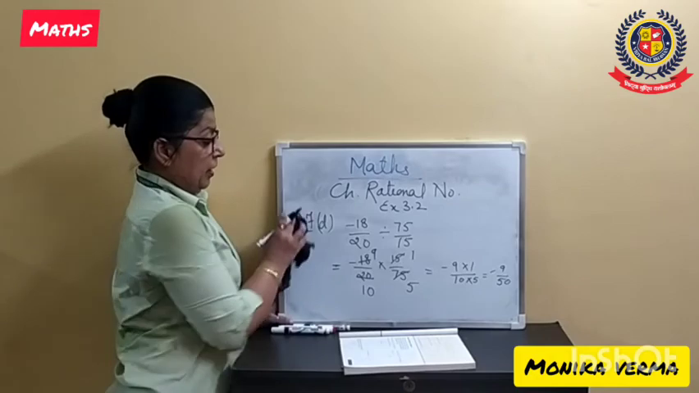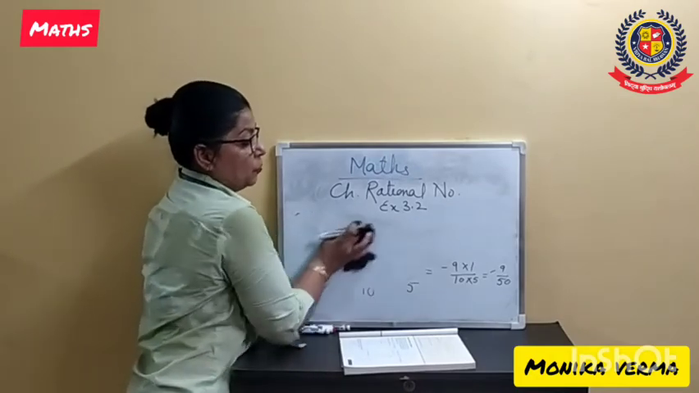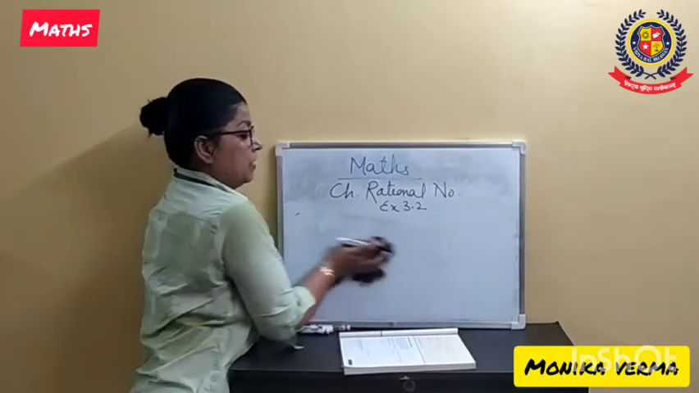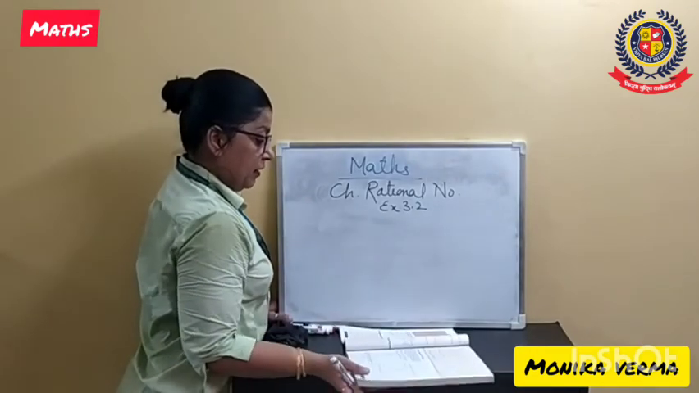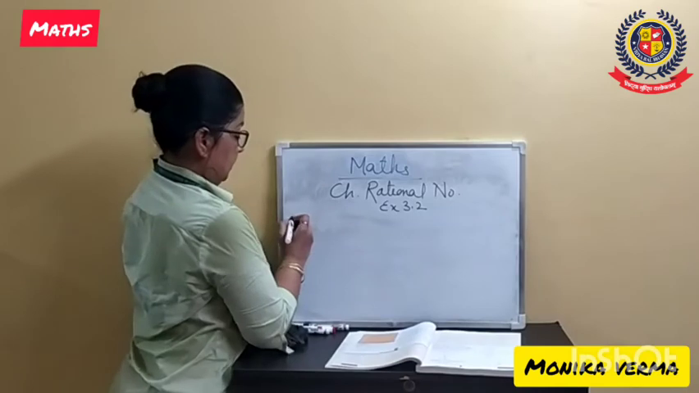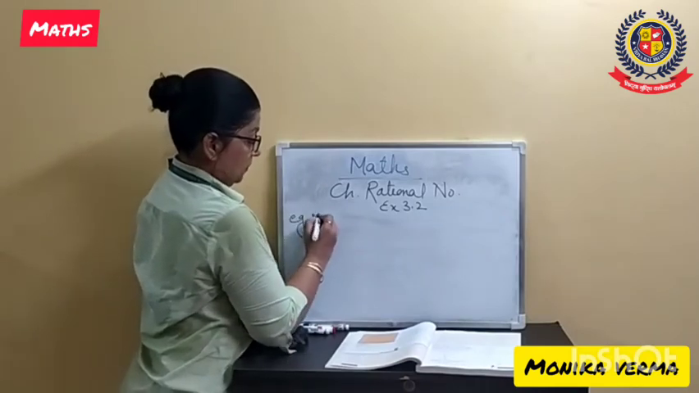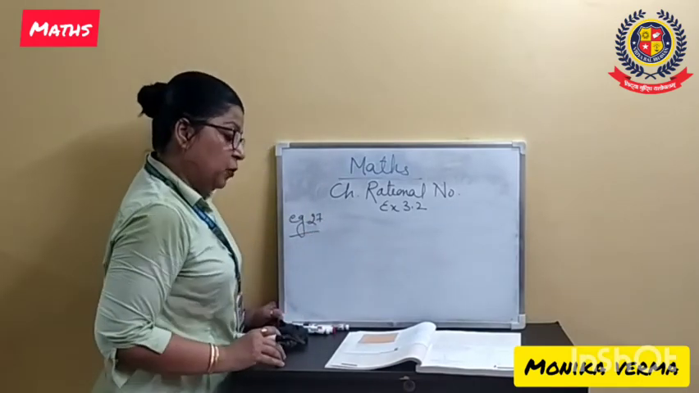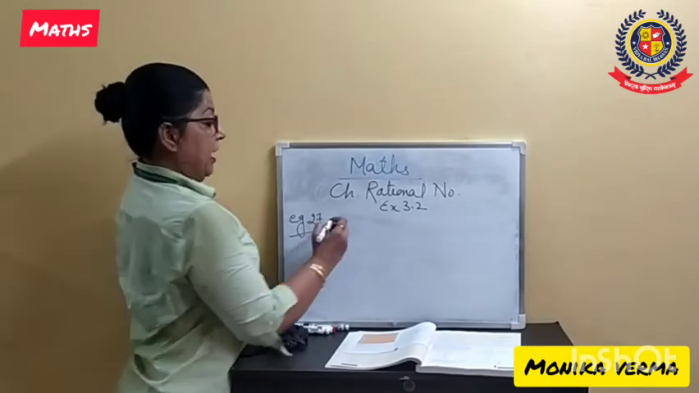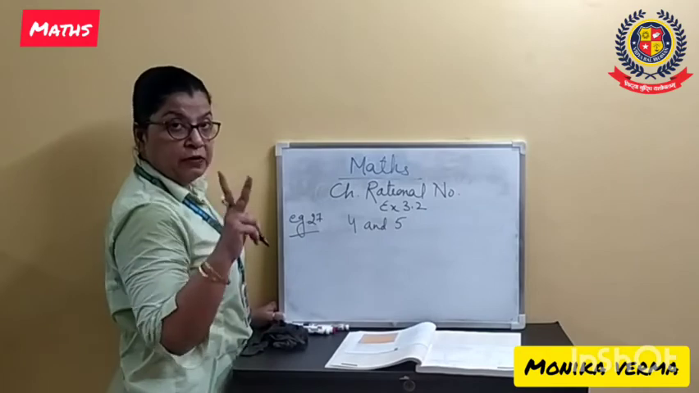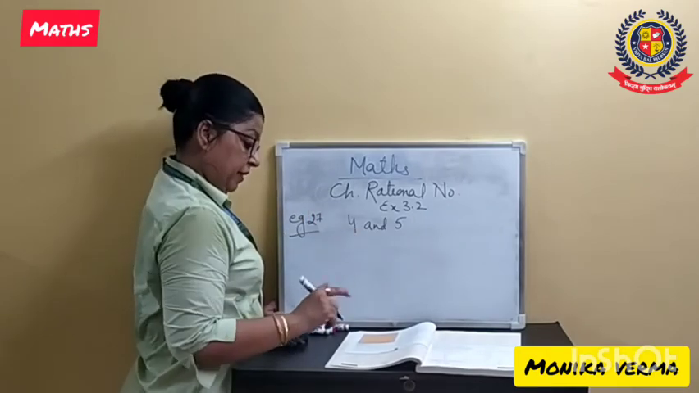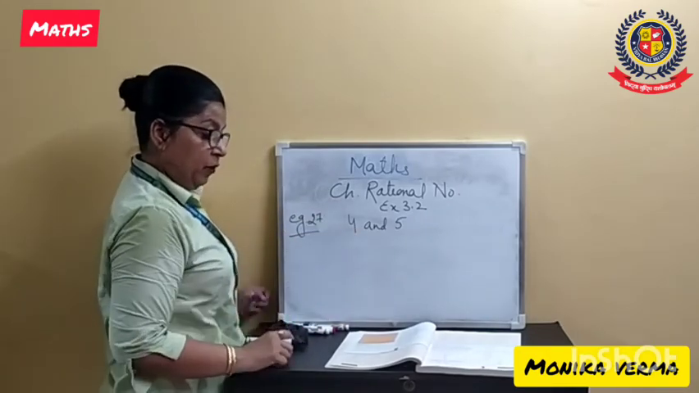Okay. Now the next part. What we have to do today is find a rational number between two rational numbers. So first we will do the example. Example number 27. It says find two rational numbers between 4 and 5. We have to find two rational numbers between 4 and 5.